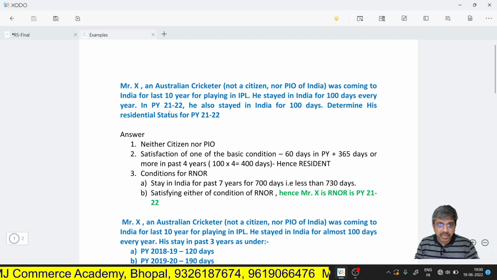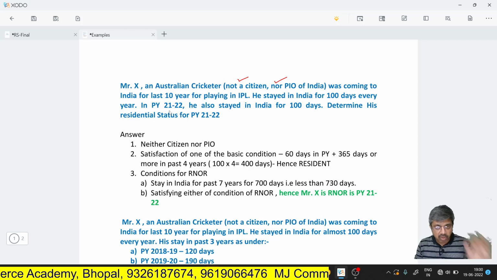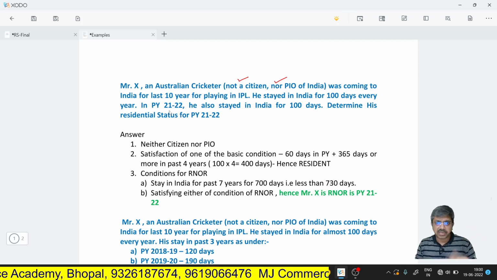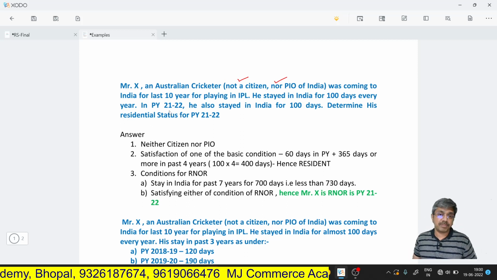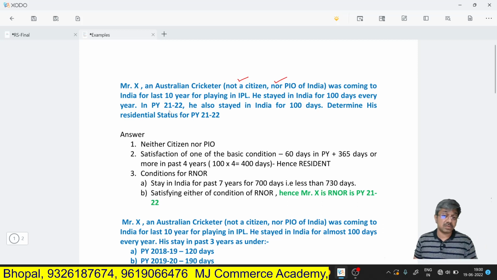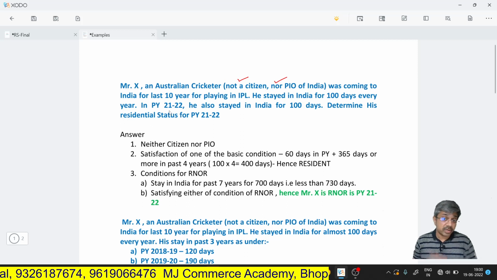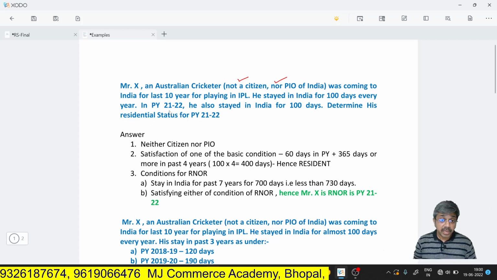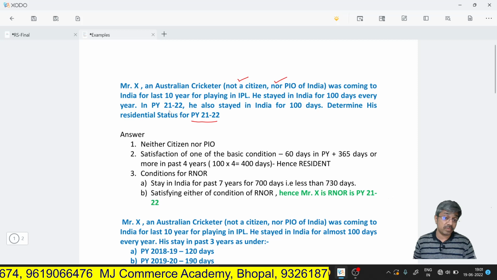Since he is neither citizen nor PIO, we are only concerned with the stay in India. The rest of the factors, like residential status of the other country and his income level in India, are immaterial. Means when a person is neither citizen nor PIO, we are only concerned with the stay in India. Now comes the question of how to determine the residential status. We need to determine the residential status for previous year 21-22.